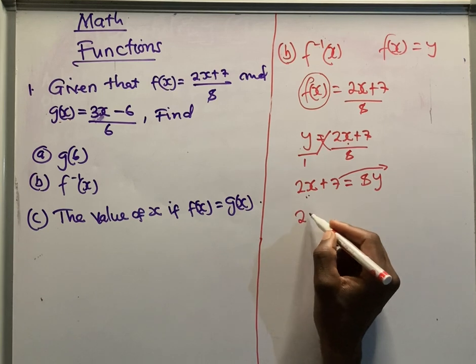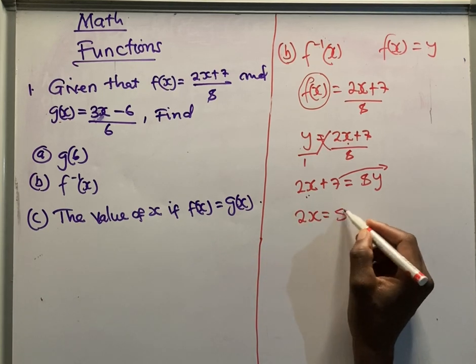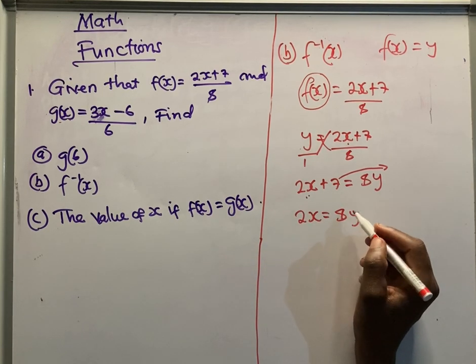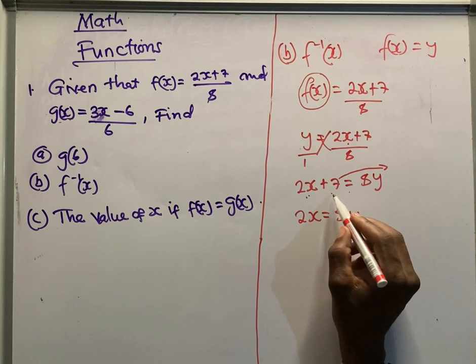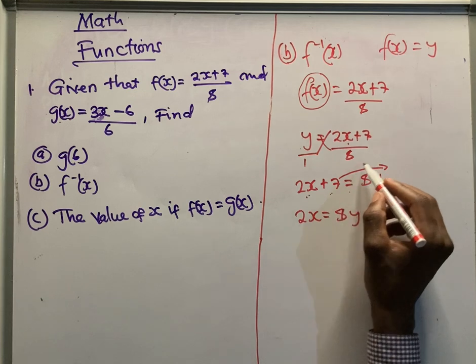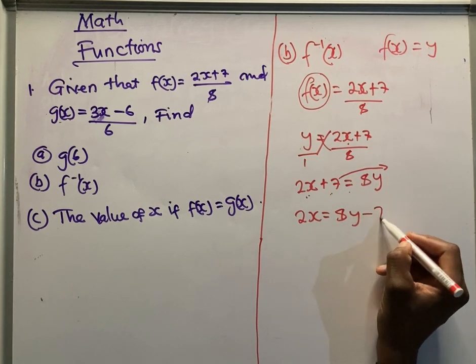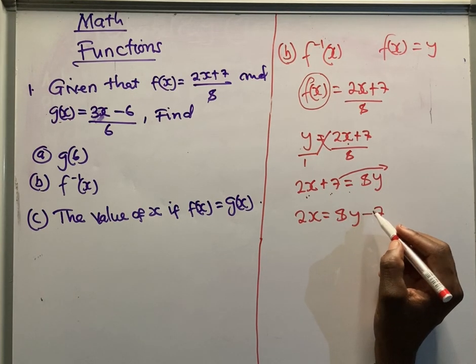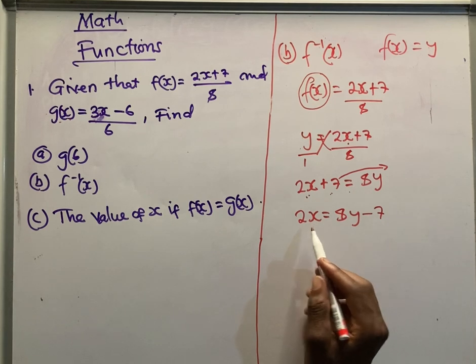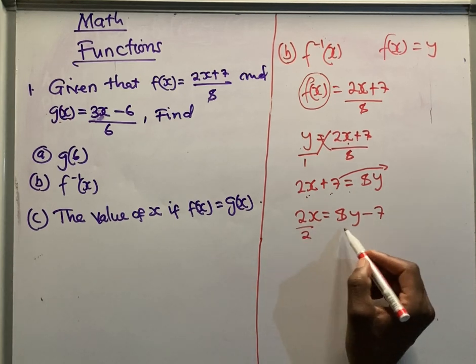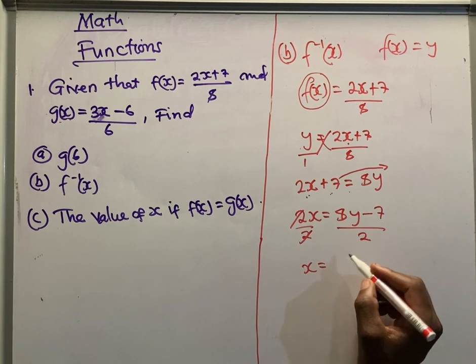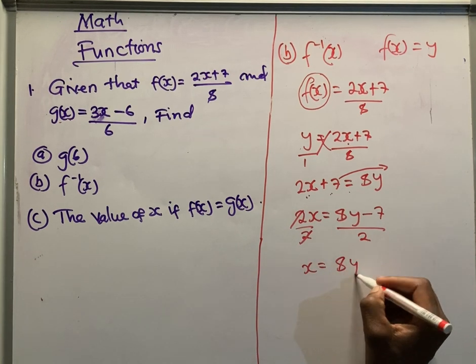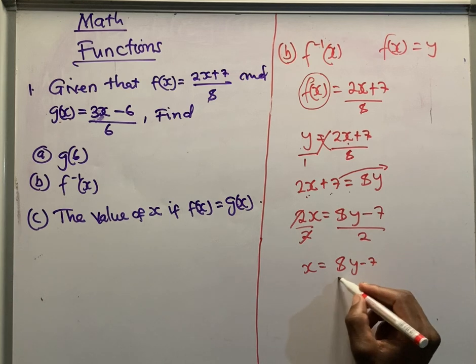So we have 2x is equal to 8y. Whenever a number crosses the equal sign, the sign becomes opposite. So here this is positive 7. When it goes the other side, it becomes negative 7. We still want to remain with x, so we have to divide by 2, and on the other side by 2 as well. This one goes. x is equal to (8y − 7) over 2.